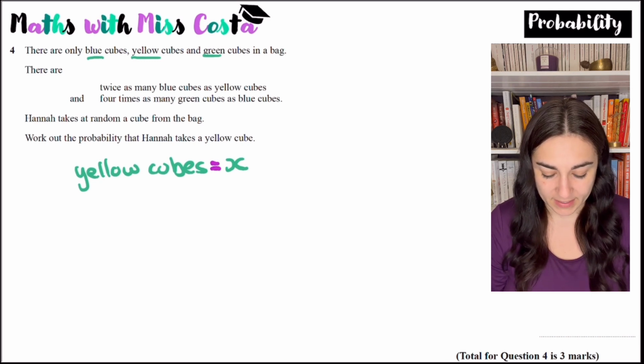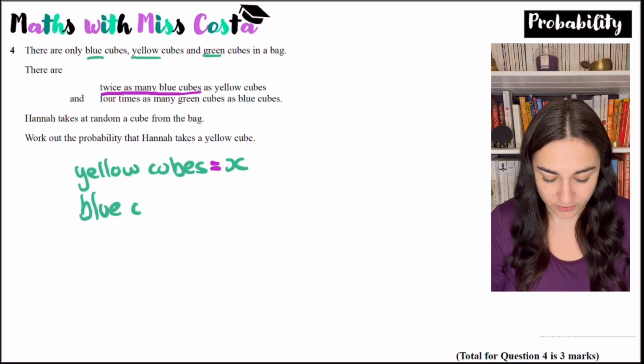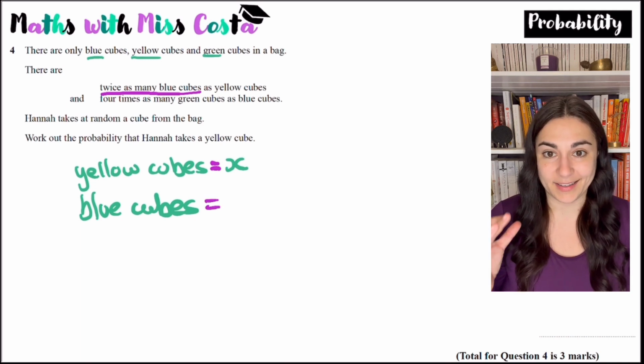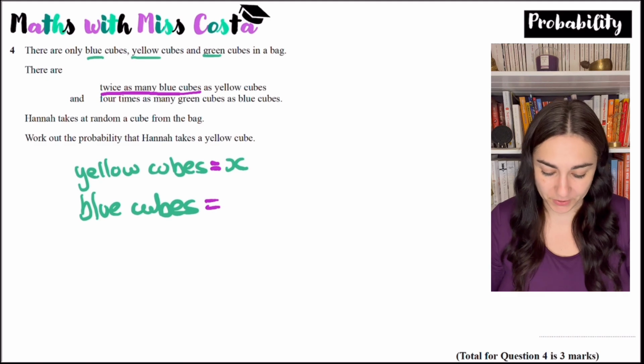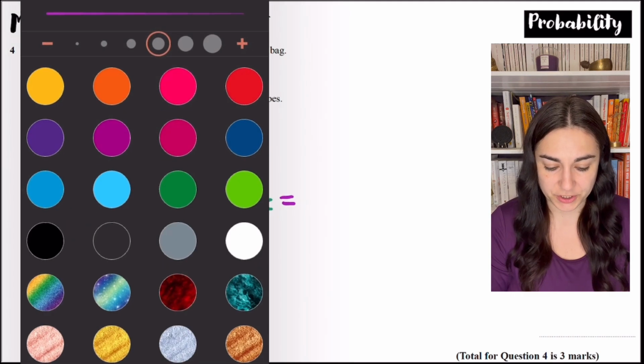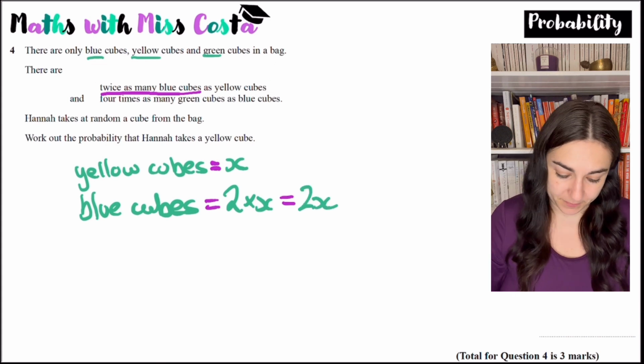Then I've been given information about the blue cubes. So I know that however many yellow cubes, there are twice as many blue cubes. So therefore, I know that whatever the yellow cubes are times by 2 is blue. So 2 times by x, which simplifies to just 2x, is an expression for the blue cubes.